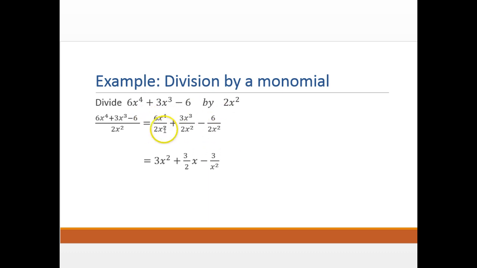6x to the fourth over 2x squared, 2 goes into 6 3 times. X to the fourth divided by x squared is simply x squared. 3x cubed over 2x squared simply becomes 3/2 x. And I can reduce negative 6 over 2x squared to minus 3 over x squared.